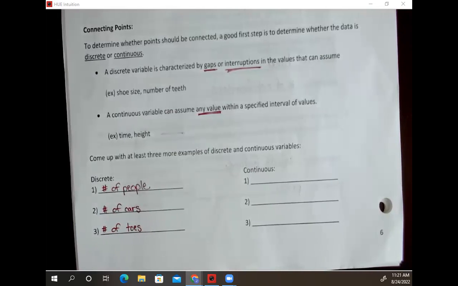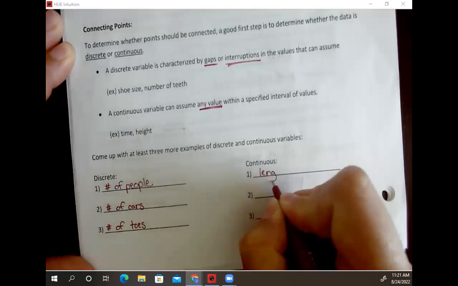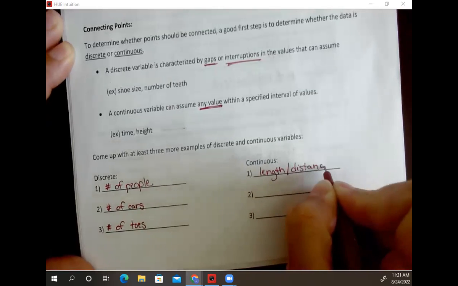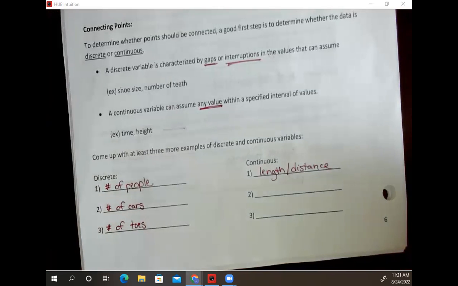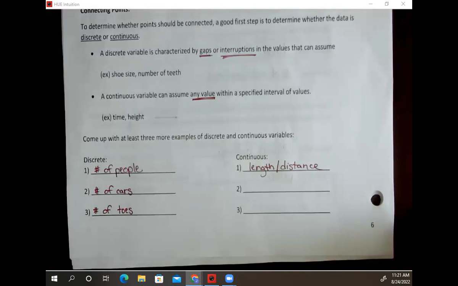How about some continuous variables? Any value. I can have any value for these things. Inches. So if we're talking about some kind of length or distance, whatever I use to measure it, those are generally going to be continuous variables. We are only limited by the sensitivity of our equipment. So if my ruler only goes to like 1/8 of an inch, I may have to do some estimating if it's not at one of those marks.